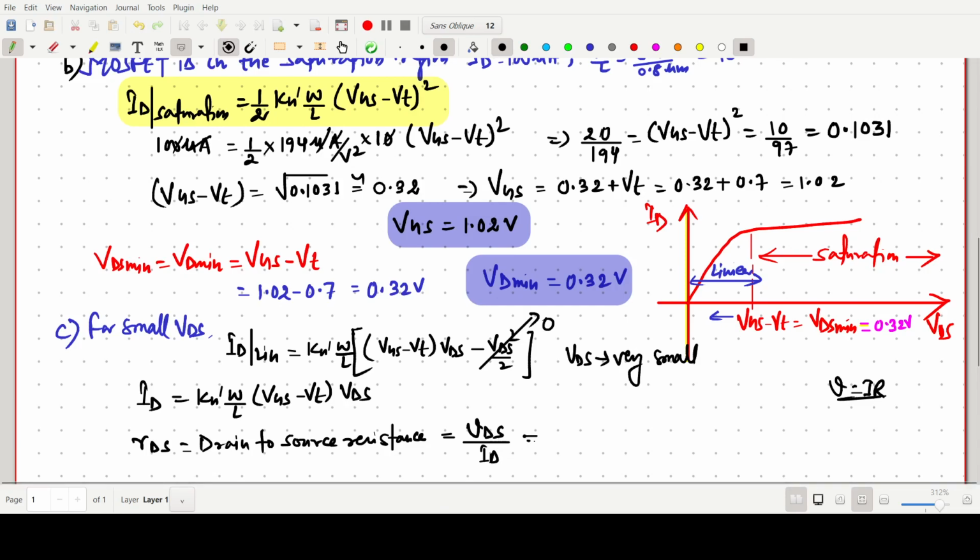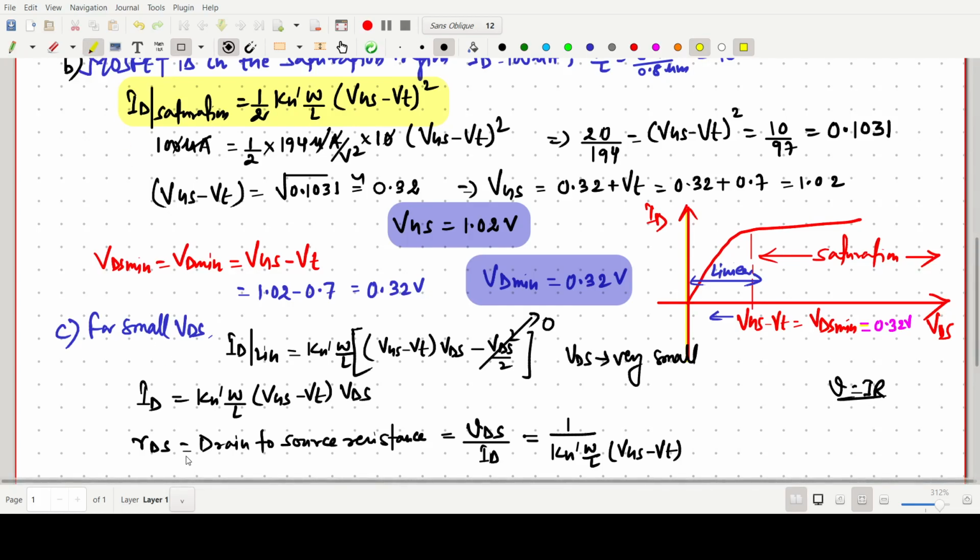So now, for the small VDS, this can be simply written as 1 by (VDS by ID), so the simple formula is 1 by Kn' W by L (VGS minus VT). This one is the formula for the drain to source resistance, RDS equals VDS by ID equals 1 by Kn' W by L (VGS minus VT).